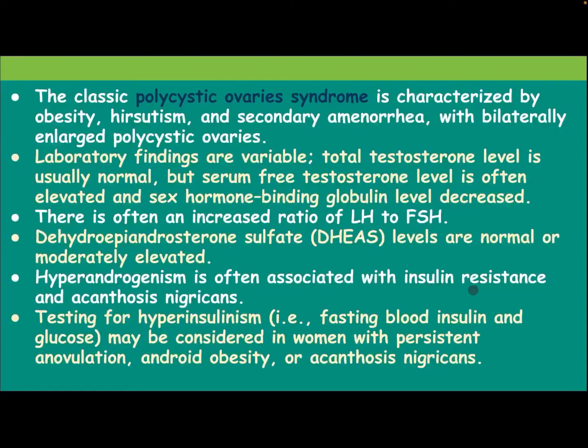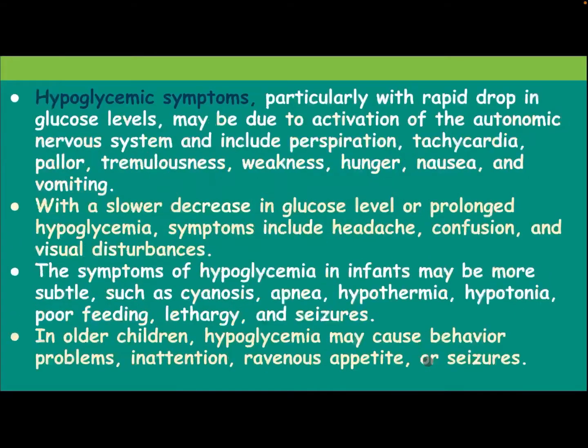Hyperandrogenism is often associated with insulin resistance and acanthosis nigricans. Testing for hyperinsulinism, fasting blood insulin, and glucose may be considered in women with persistent anovulation, android obesity, or acanthosis nigricans.